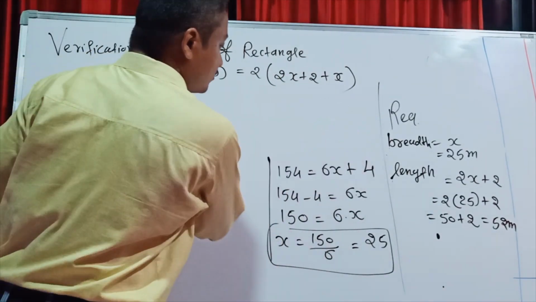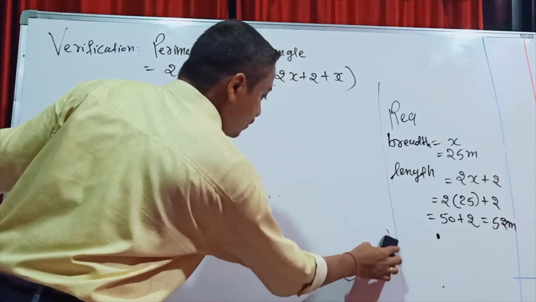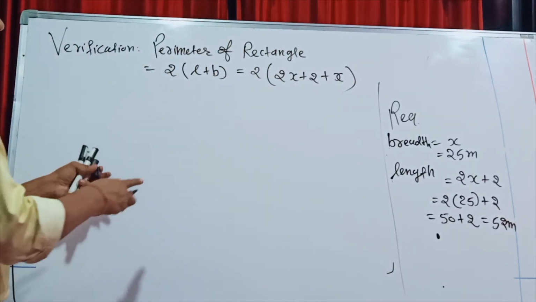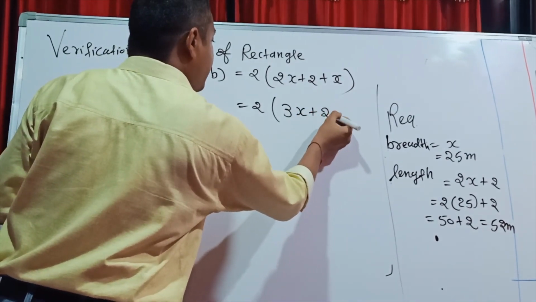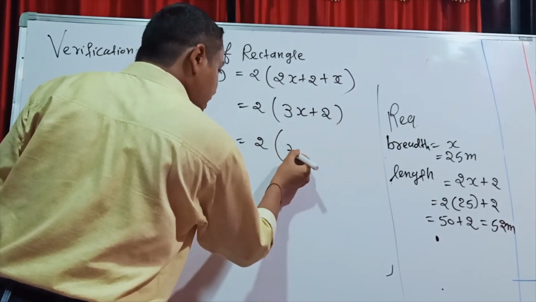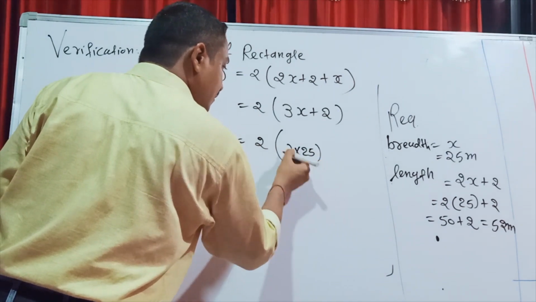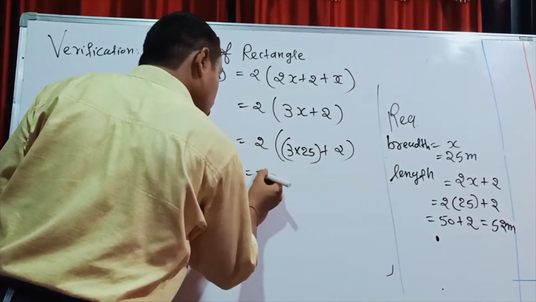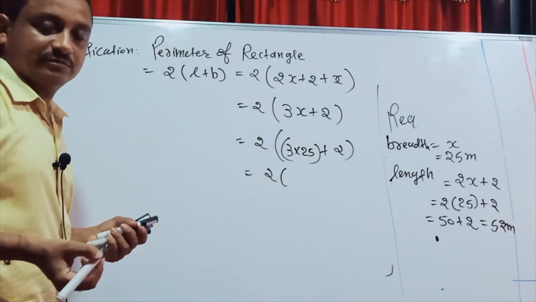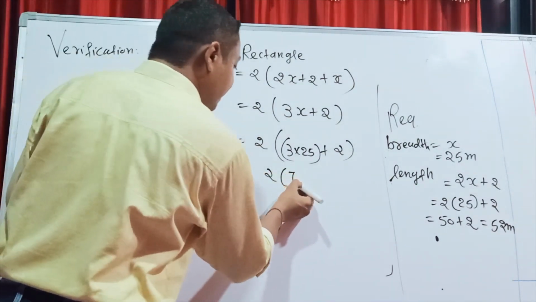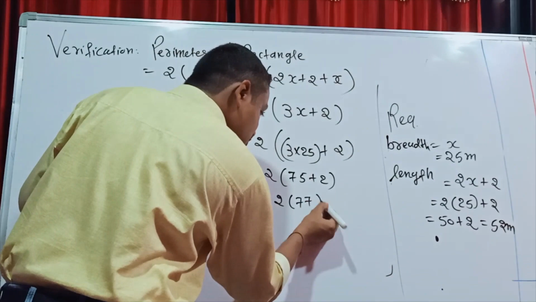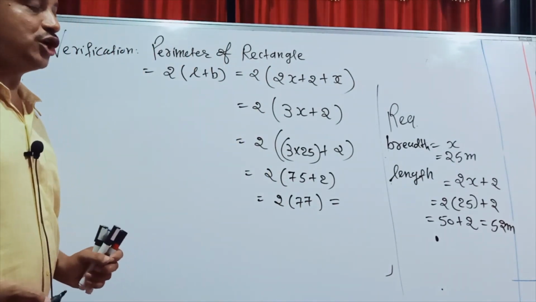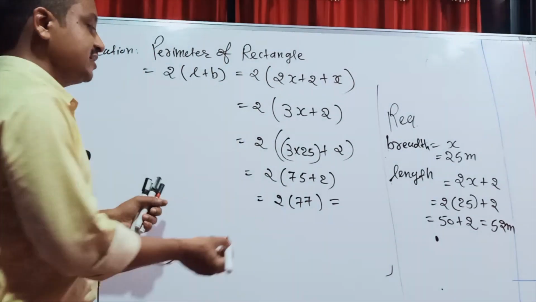How much is the addition? Yes, 2x plus x is 3x plus 2, and putting the value of x. x is known, 25, plus 2. Check out, 25 3s are 75 plus 2. It is 77. Now students, 77 into 2.